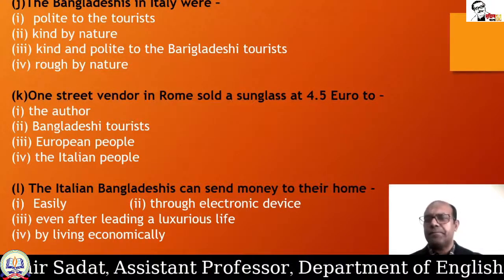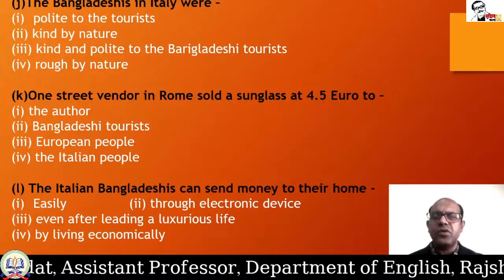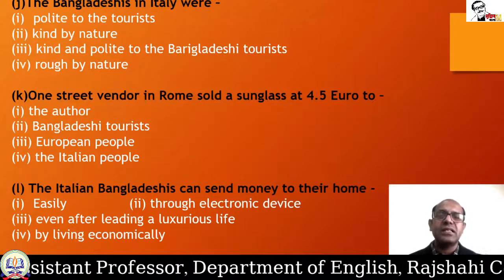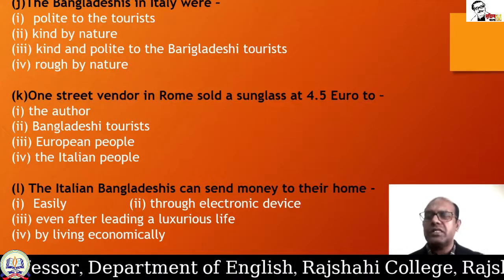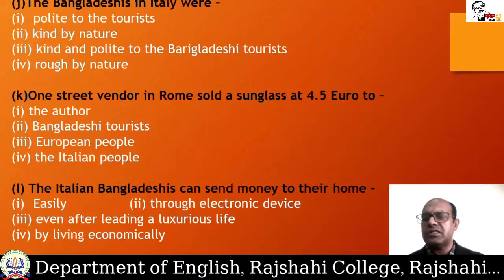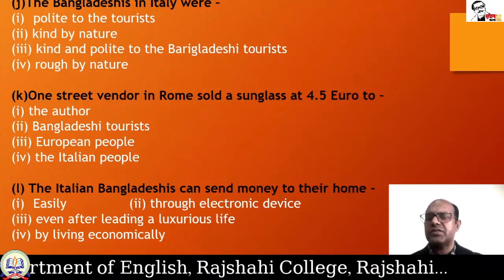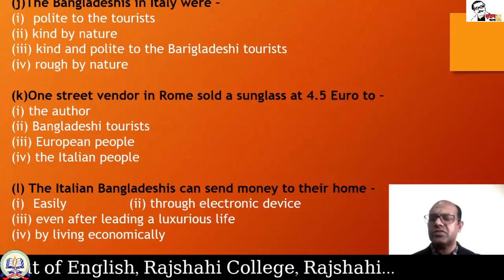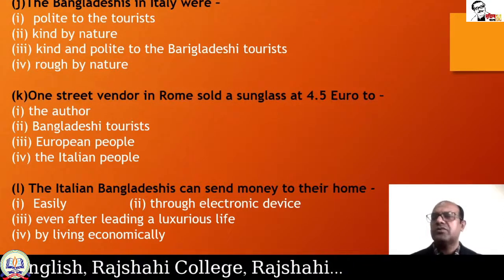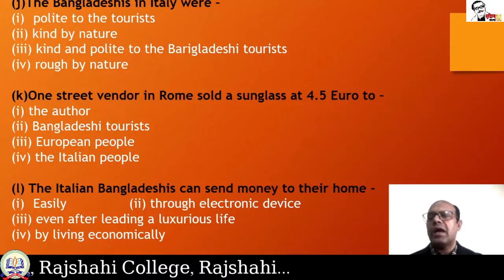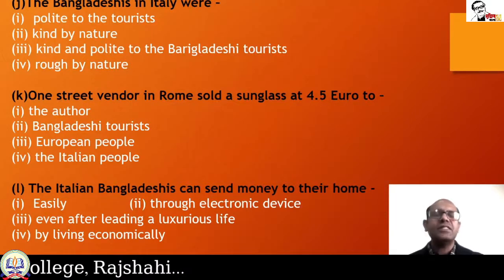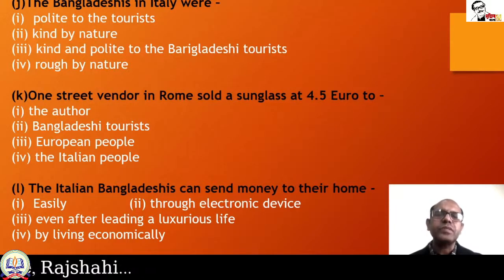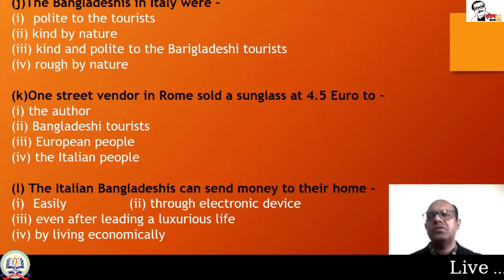Now question K. One street vendor in Rome sold a sunglass at 4.5 euro to. Option 1, the author; to Bangladeshi tourist, to European people, or to the Italian people. So undoubtedly option 1, the author, is the correct answer. One street vendor in Rome sold a sunglass at 4.5 euro to the author.